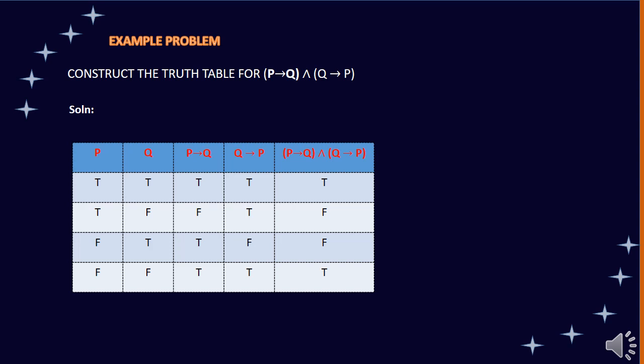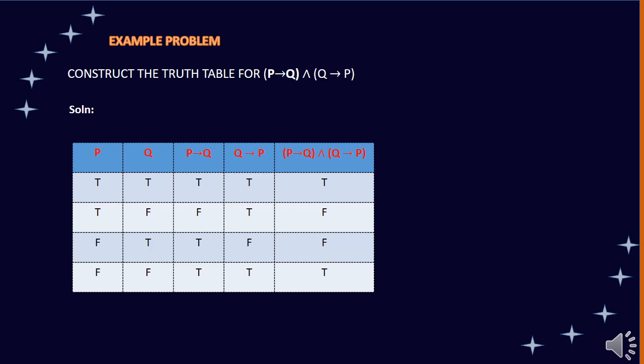Solution. The first column is P, the second column is Q, the third column is P then Q, the fourth column is Q then P, and the fifth column is P then Q and Q then P. The first column of P has the truth values true, true, false, false. The second column of Q has the truth values T, F, T and F. Next, the third column is P then Q. Here we wrote all the statements according to the conditional statement.